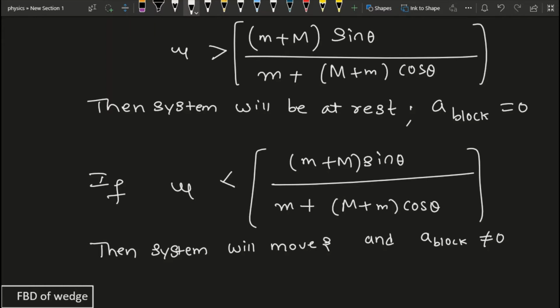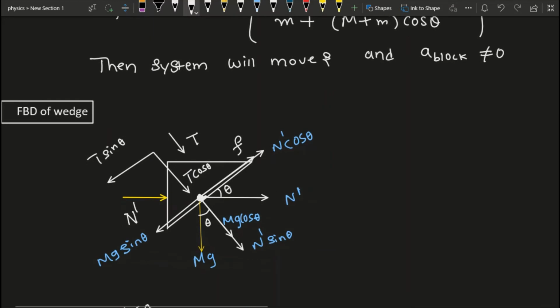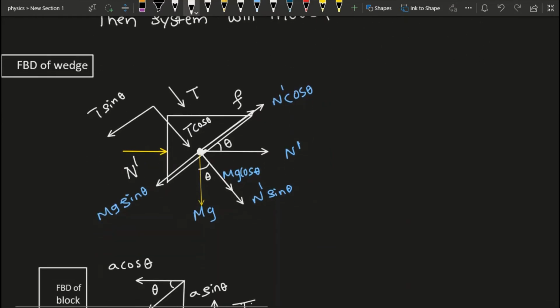So now let us see the free body diagrams related to that situation, and I'll explain this by seeing the free body diagram. I have already plotted the free body diagrams, so you will get clarity. This is the free body diagram of the wedge.